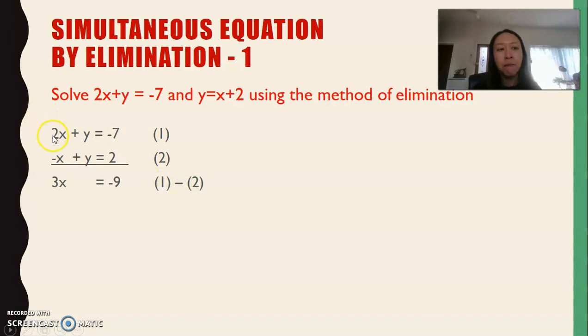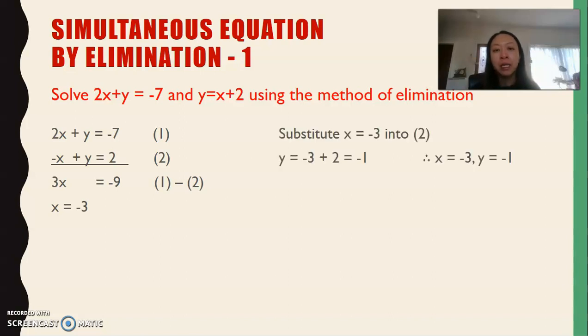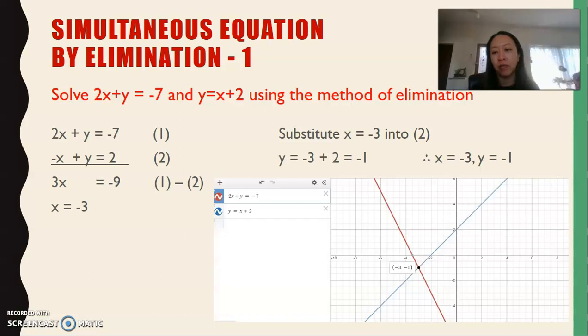So that means that 2x minus -x will give me 3x. A positive y minus a positive y will give me nothing, so it's going to be 0 here. And -7 minus 2 will give me -9. So in this case, I have managed to eliminate my y. So this is called the method of elimination. By further solving it, we know that x has a value of -3. The rest is pretty much easy. This is what we have done before. So that's how you solve using the method of elimination.